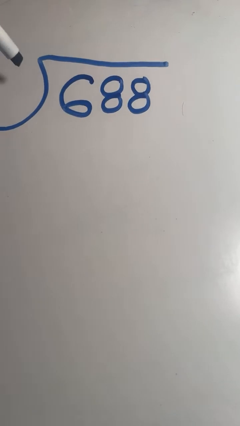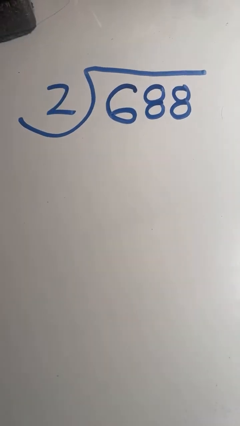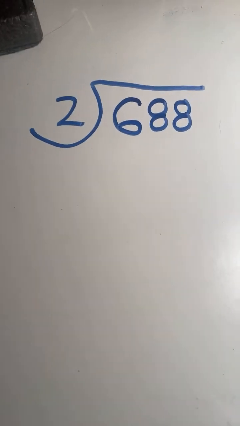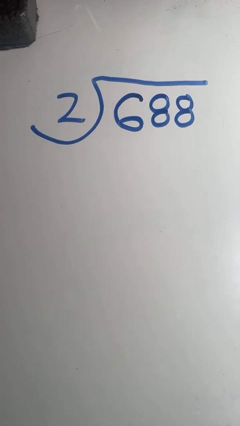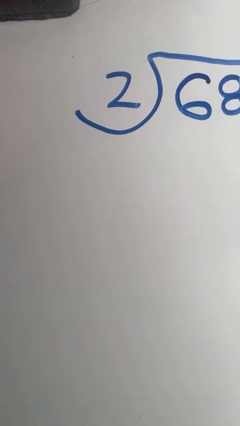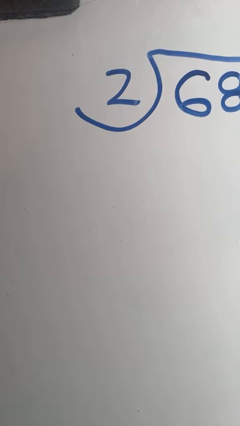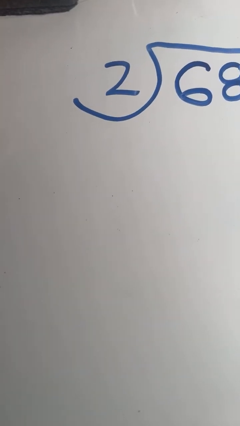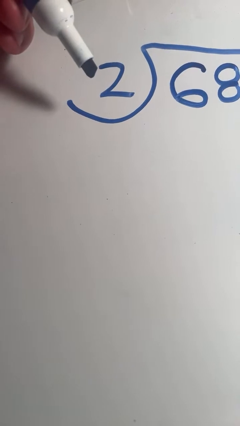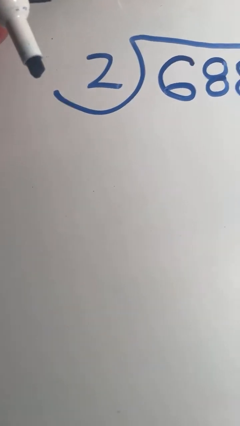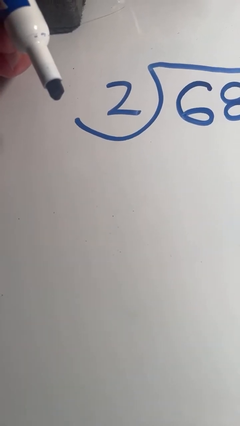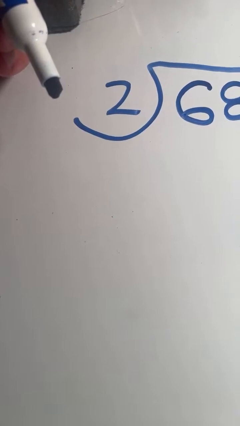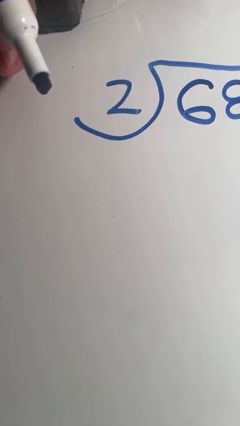688 divided by 2. So step 1, we want to divide by the smallest number possible. We're looking for the number within the number here. And the rule is the number inside the square has to be equal to or bigger than the number outside the square. And 6 is bigger than 2. So we can start with 1 digit by 1 digit division.